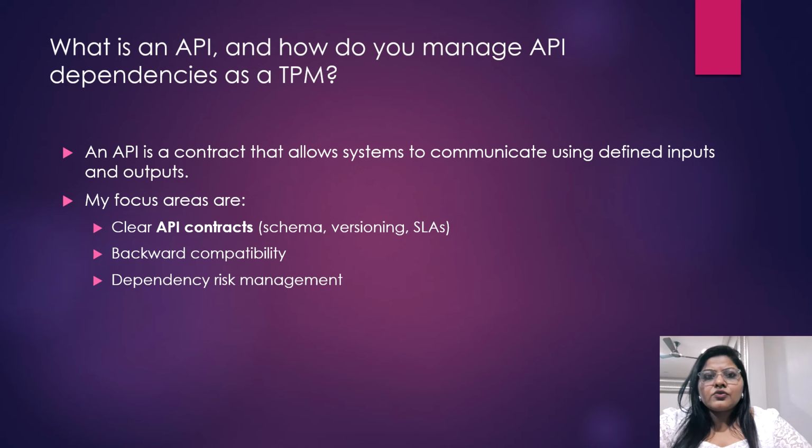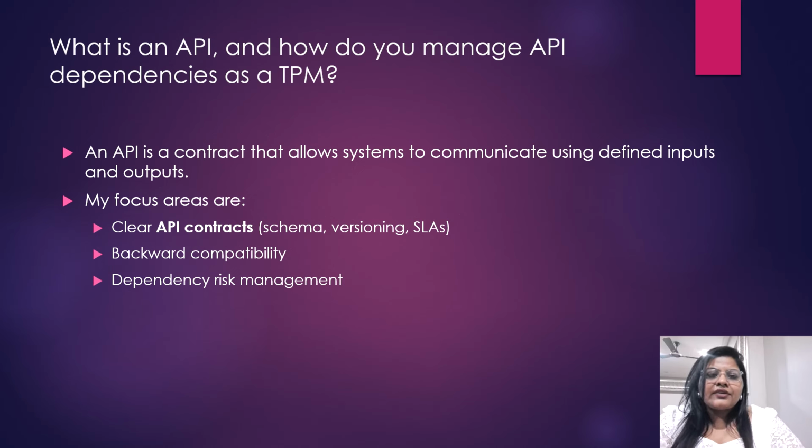So the next question is, what is an API and how do you manage API dependencies as a TPM, Scrum Master, whichever team? So an API is a contract. Basically when two systems communicate, they sign contracts, like how we sign contracts, right? It's a very simple term, but an API is a contract that builds the rules for how they will communicate with each other. There can be a fixed number of parameters or values which are acceptable, not acceptable, and this is how the two systems communicate among themselves, right?